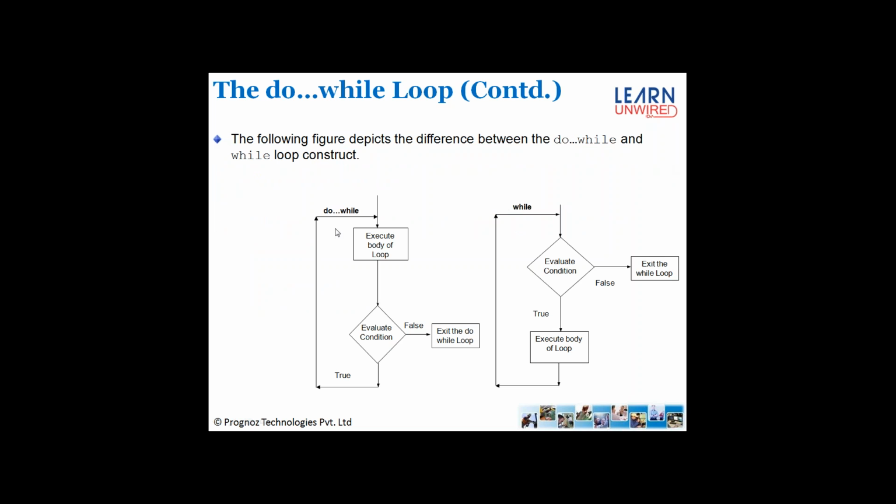So here you will observe that we are saying execute the body of the loop, evaluate the condition. If the condition is true, keep on performing the loop. If the condition is false, exit from the loop. But in case of while loop, it says first check the condition. If the condition is false, just stop or exit from the loop. Whereas if the condition is true, then continue executing the block.